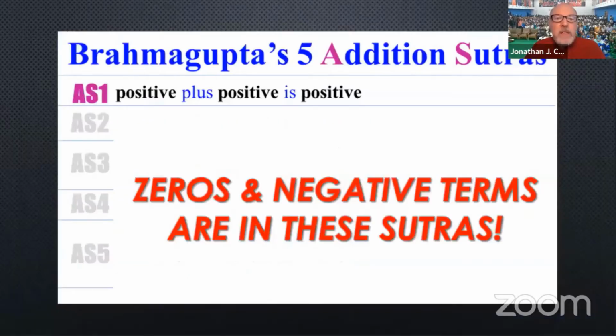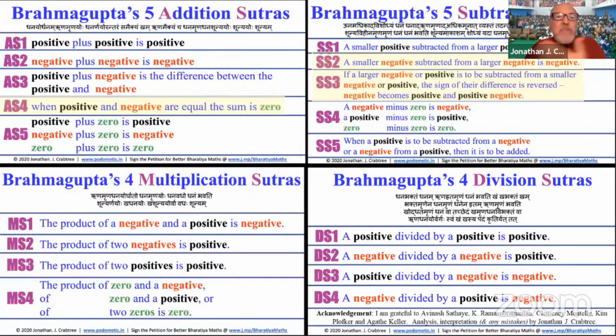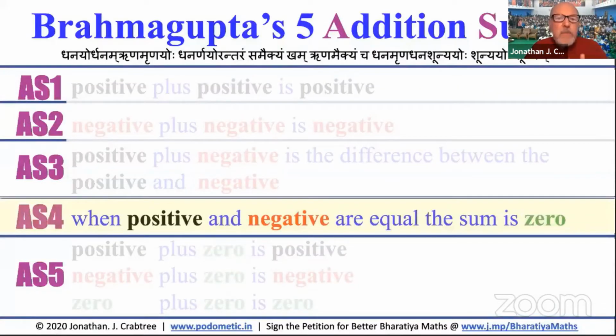So if we go back to the addition sutras, what was documented in India, only one would have been understood in the Middle East, because all the other four sutras were referring to zeros and negative terms, and that's not what was understood in the Arabic world. So here we've got all of the sutras, and this is the one that's the most important that needs to be reworked into modern curriculums.